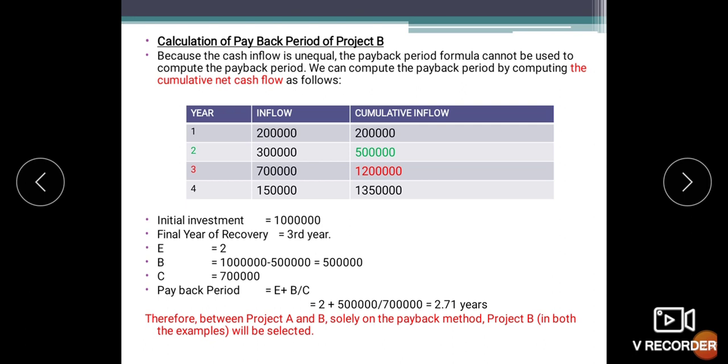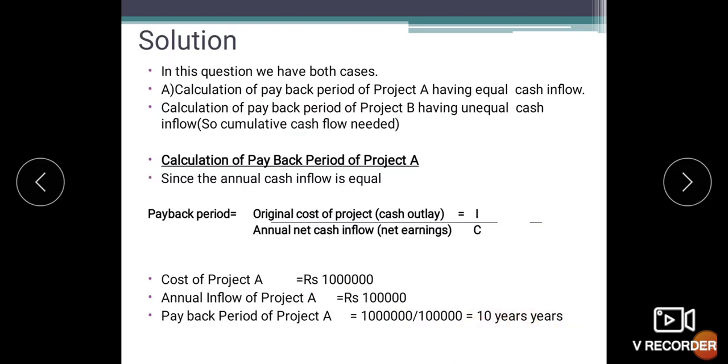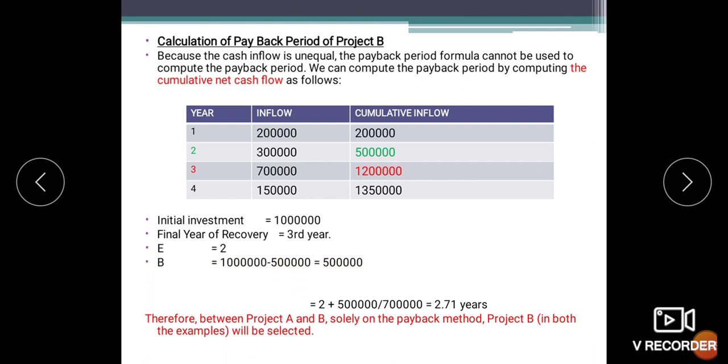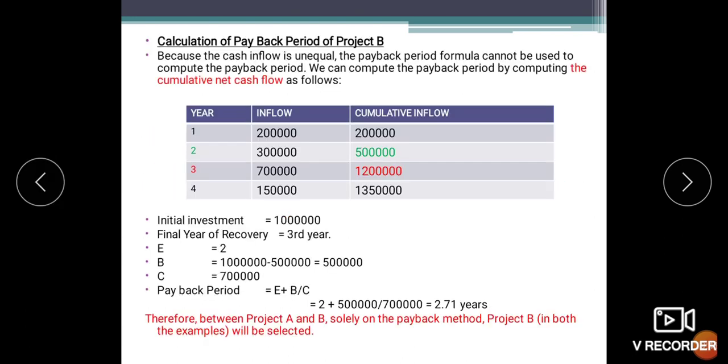So now we have calculated both the projects' payback period. The project A's payback period is 10 years and the project B's payback period is 2.71 years. Therefore, between project A and B, we can conclude that project B will be selected because it has the smaller payback period. So that's all about the calculation of this particular payback period.